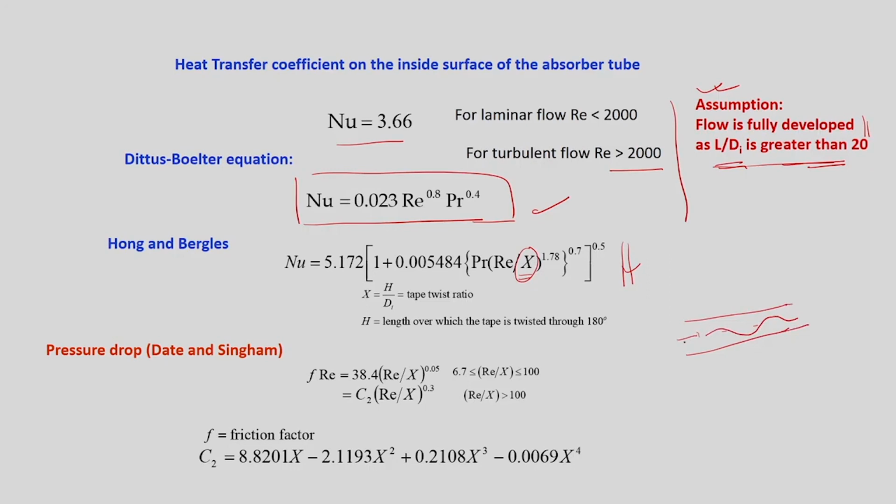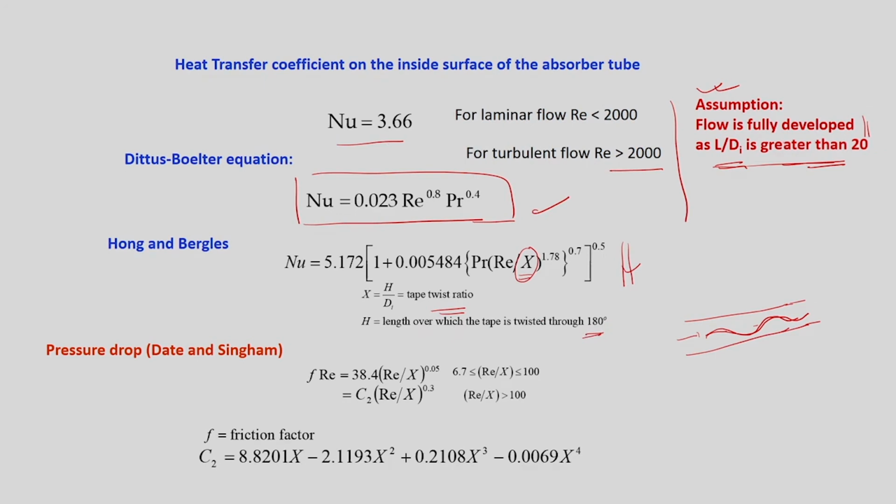So if this kind of tapes are introduced in that flow tube, then the heat transfer coefficient enhances. In order to define this twisted tape or this kind of configuration, we need to define this twist ratio. So this x is nothing but H by Di, where H is the length over which the tape is twisted through 180 degrees. So this is something like twisting.